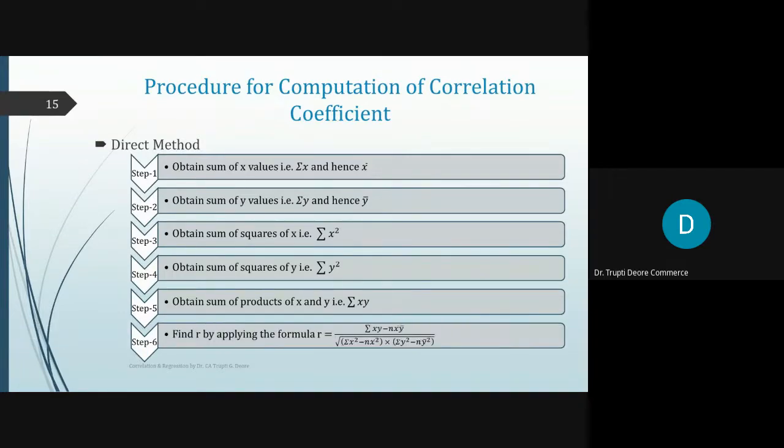And so you will use the formula, find r by applying the formula r is equal to summation of xy minus n into x bar y bar divided by under root summation of x square minus n x bar square into summation of y square minus n y bar square. So with this formula, you will get the correlation coefficient. Okay, it is the direct method.